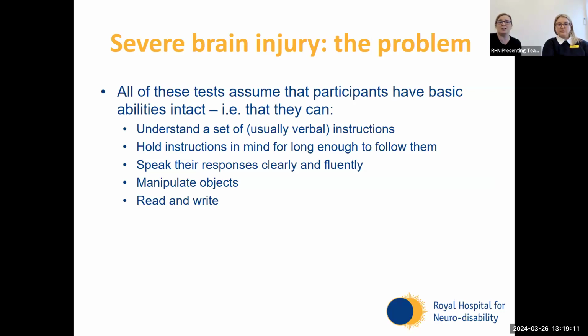We're expecting that they're going to be able to hold the instructions in mind for long enough to follow them. So just because they understand them, if they've got very impaired working memory, they won't necessarily be able to hold them in mind. Those tests assume that our participants will be able to give their responses. So if it's verbal, that they'll be able to speak clearly and fluently, or if it's written, that they can actually read and write. And some of those tests involve manipulating objects, such as putting cards on different piles or turning blocks around to make designs. So there's an assumption that patients will be able to do that.